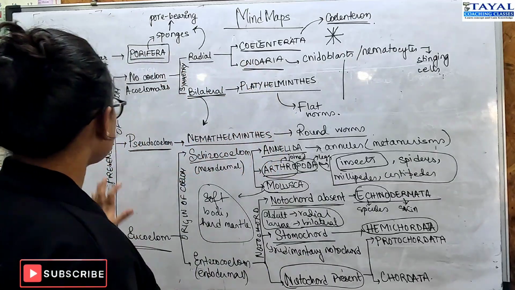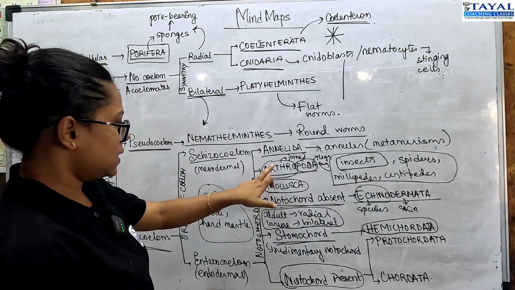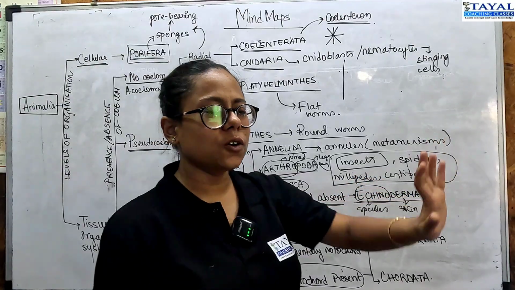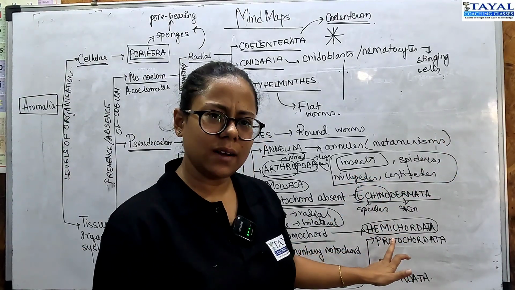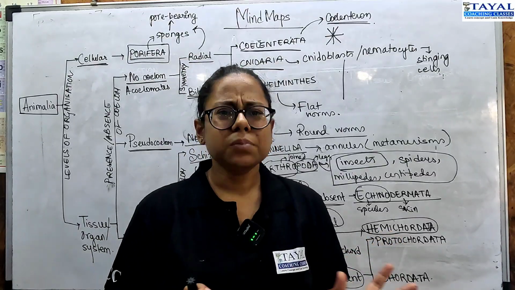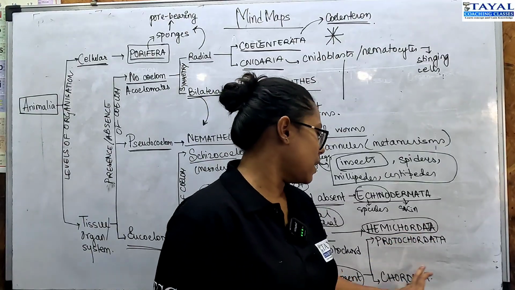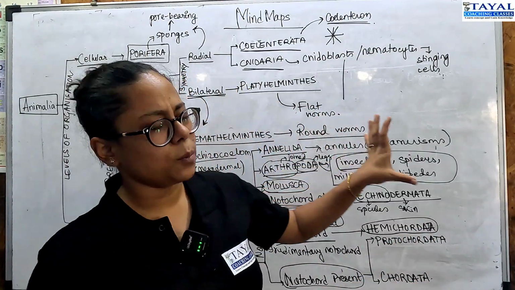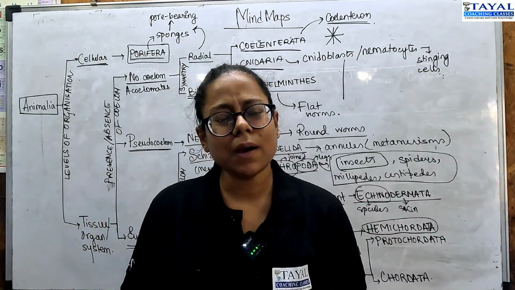So these are your 1, 2, 3, 4, 5, 6, 7, 8 and 9 groups of non-chordates, 1 hemichordate, and you have 2 groups in chordata, right? Now therefore this classification will obviously vary from the rest, which we will do in the next video. I hope this mind map is helpful to you.